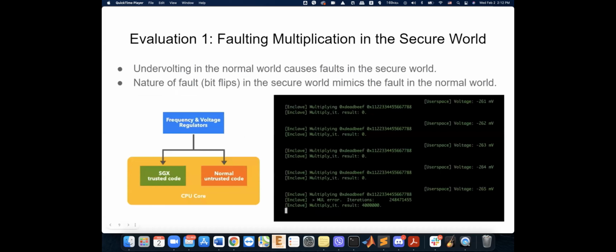As we know, one of the things that we can do is fault multiplication in the normal world, but we can also fault multiplication in the secure world by undervolting in the normal world. As it turns out, the nature of the fault in the secure world, such as bit flips, mimics that in the normal world. We can use this towards inducing even larger faults with applications such as retrieving cryptographic keys.